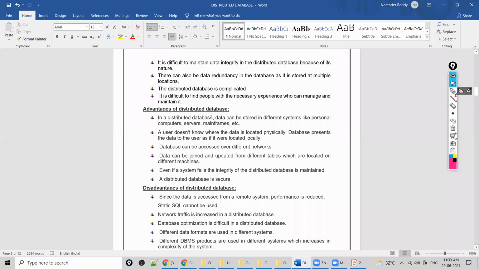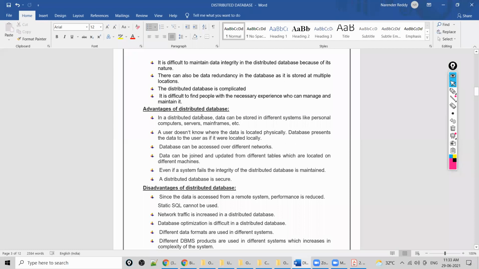In a distributed database, data can be stored in different systems. First advantage, madam? Data can be stored in different systems.